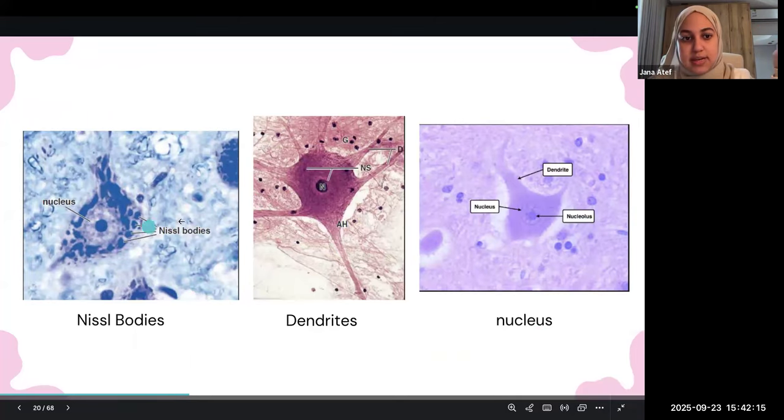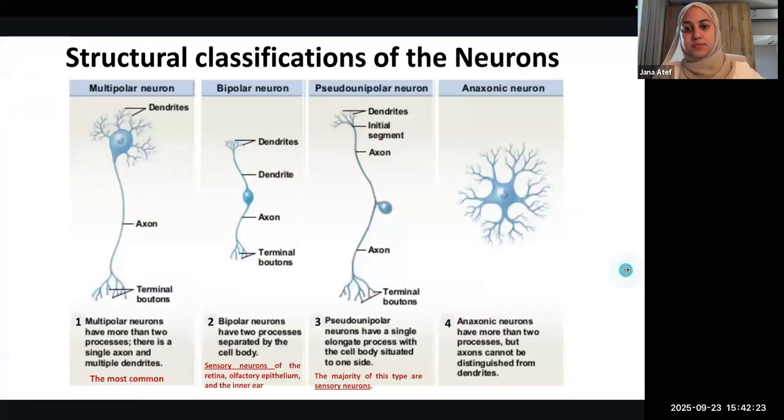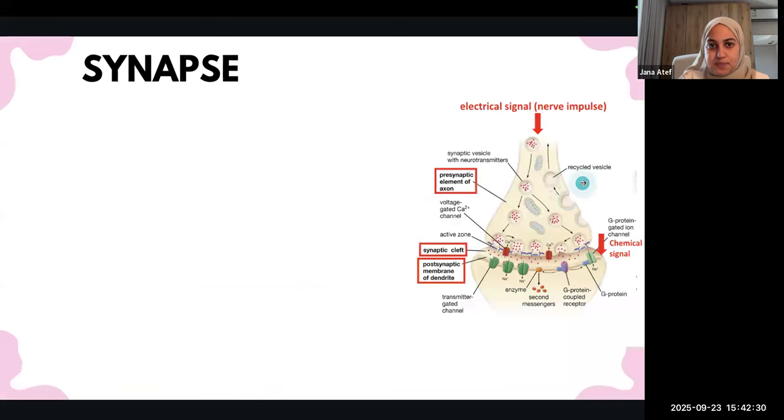These are just pictures. Again, there are the Nissl bodies. Dendrites are extensions from the soma itself. And the nucleus, like we said, is a big nucleus with a prominent nucleolus. We already discussed this one. They all have one axon. It's just where the soma is located.